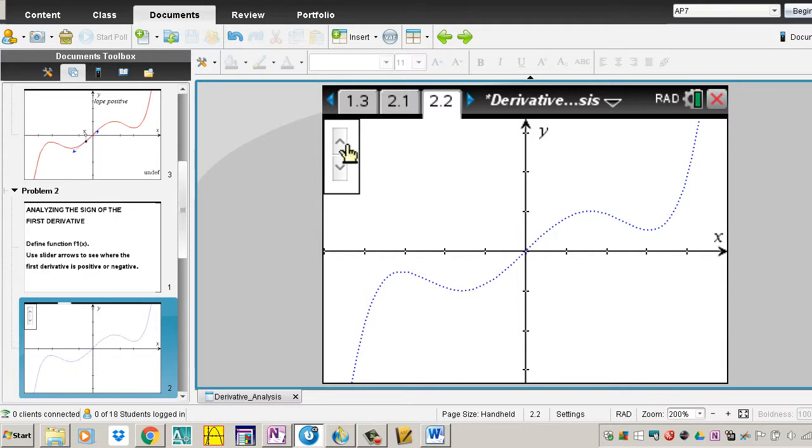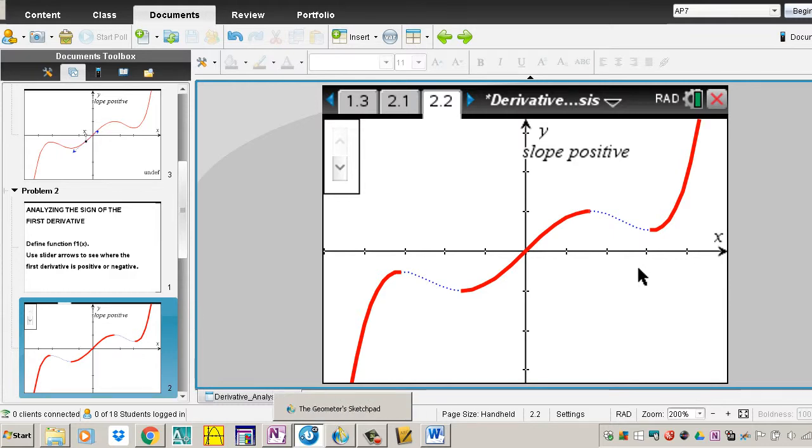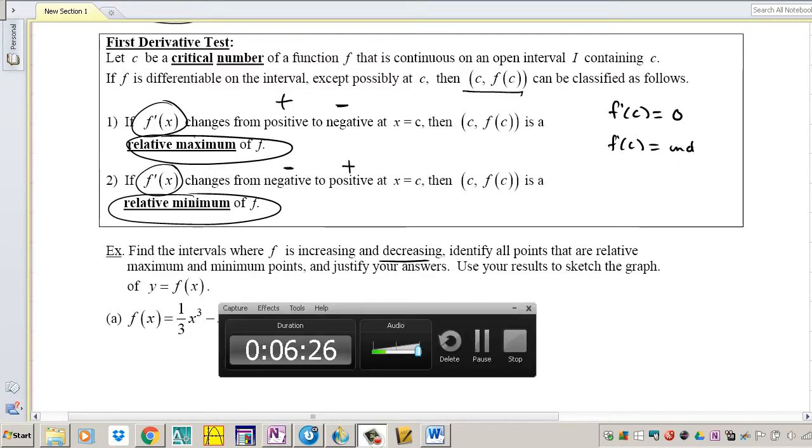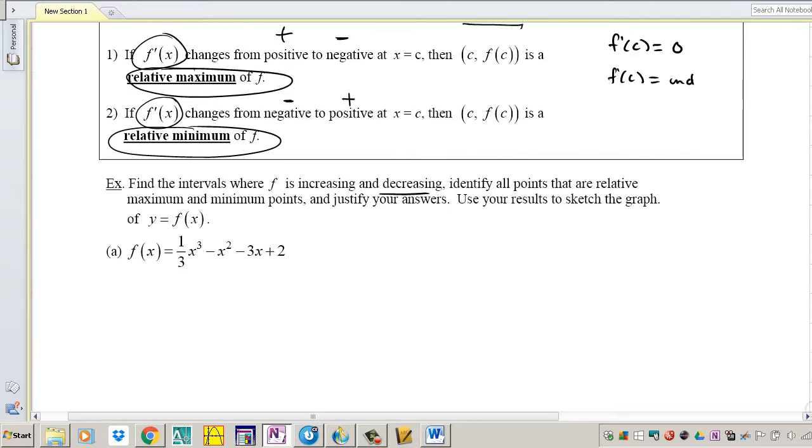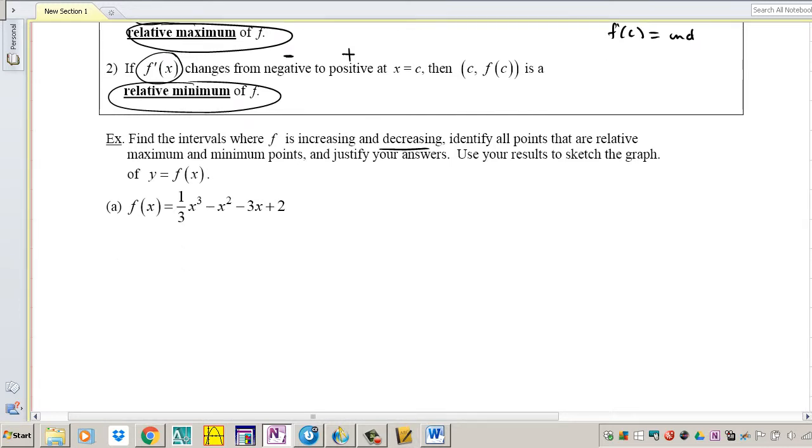If I want to see where the graph is increasing, or where the slope is positive, it's increasing from -infinity to -3, from -1.5 to 1.5, and from 3 to infinity. So we can label increasing and decreasing graphs by intervals. So let's go ahead and do the first example, and then in my next video I'll finish off the rest of the problems.